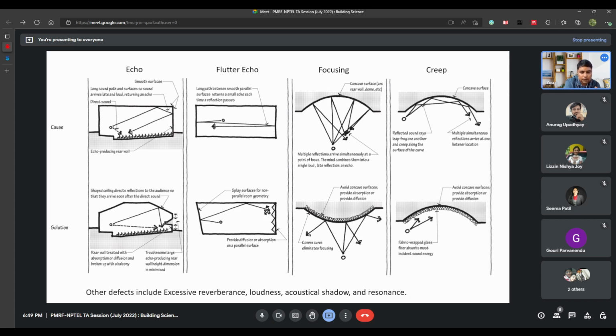Next concept is fluttering echo, where you have two straight facing surfaces where the reflection happens again and again, so you have a continuous sound. When you go into an empty room, you will hear, once you clap, it continuously echoes, and then slowly it fades away. That is flutter echo.